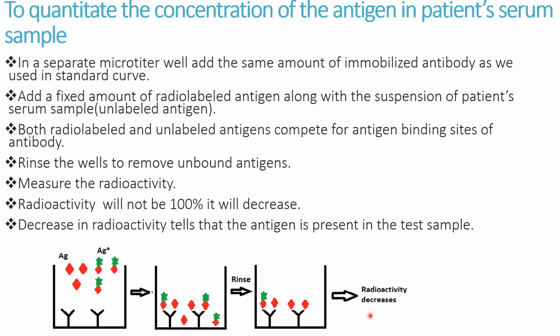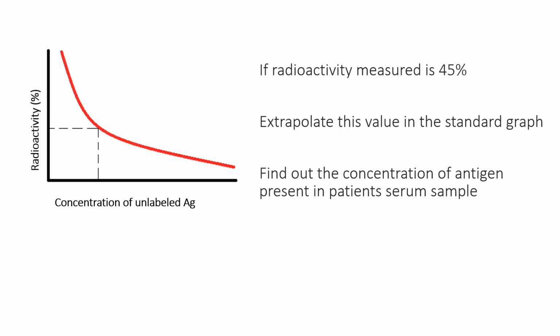Now, radioactivity decreases. Let's say the radioactivity measured is 35%, which indicates the presence of antigen in the patient serum. We will extrapolate this value of radioactivity on the standard curve. We will get to know the quantity of antigen present in the patient serum. In this way, we can find out the concentration of antigen.